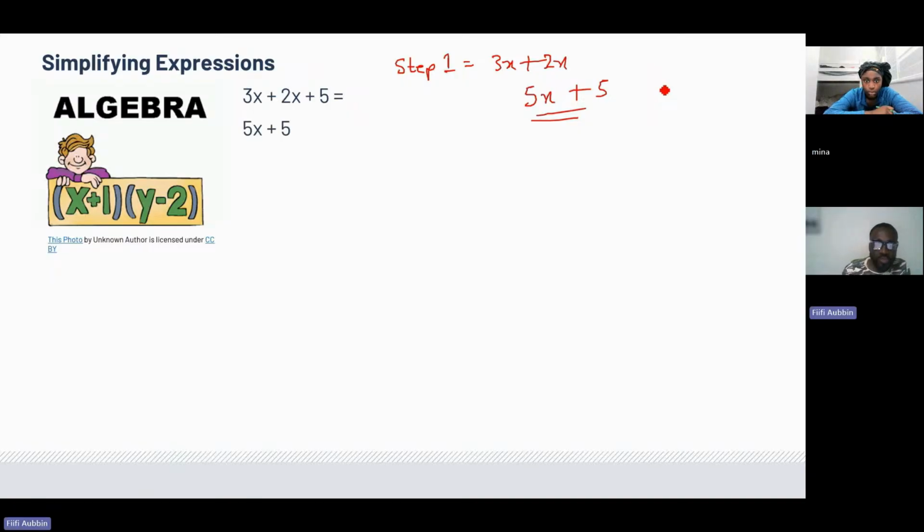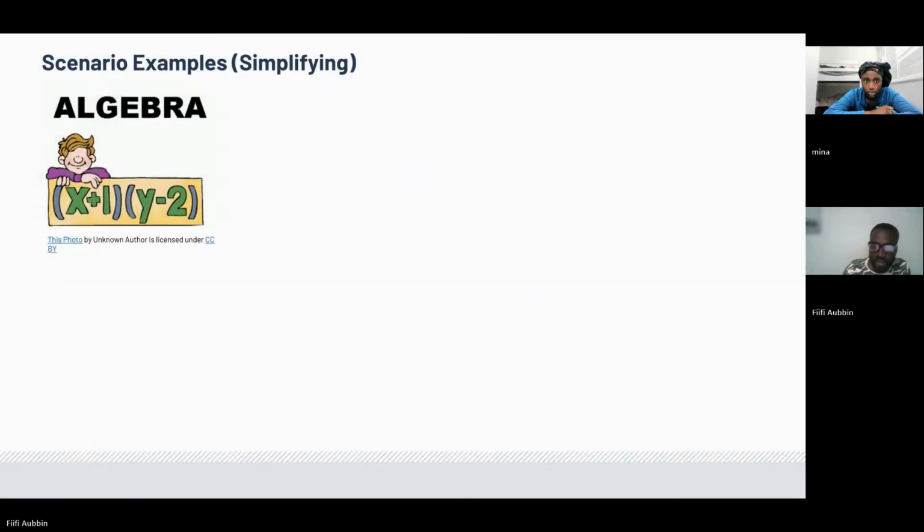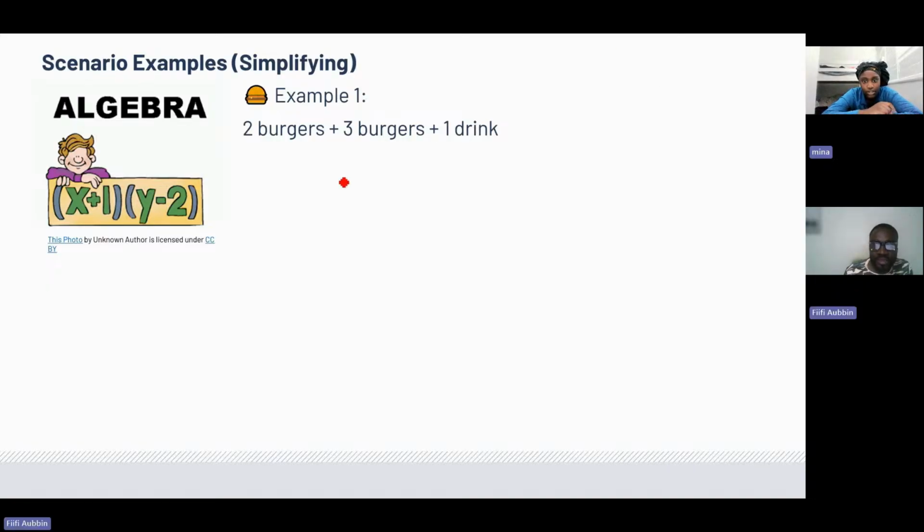Then let's look at the next one. Another example, 2 burgers plus 3 burgers plus 1 drink. I want you to solve it. You have to add 2 burgers and 3 burgers, which would give you 5b. But the 1 drink, it just ends like that. So 5 burgers plus 1 drink. That's it. Simple as that.